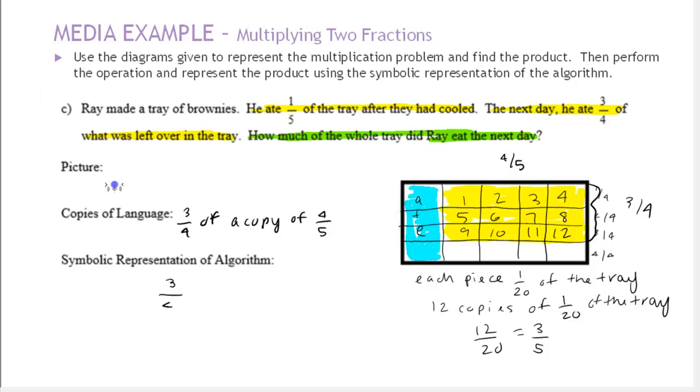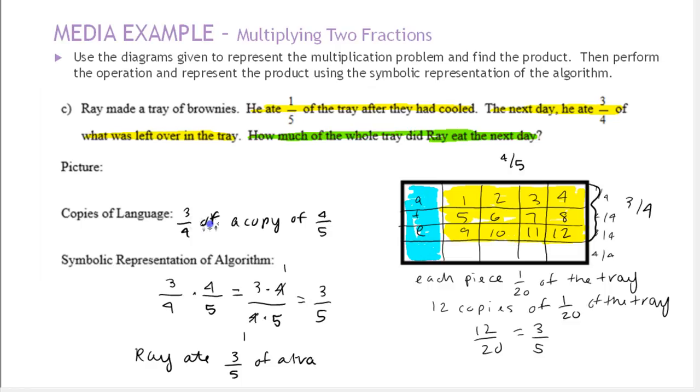We're finding 3/4 times 4/5, which is 3 times 4 over 4 times 5. These 4's cancel, leaving 1 in the numerator and 1 in the denominator. And we get 3/5, which corresponds with our original result. So Ray ate 3/5 of a tray the next day.